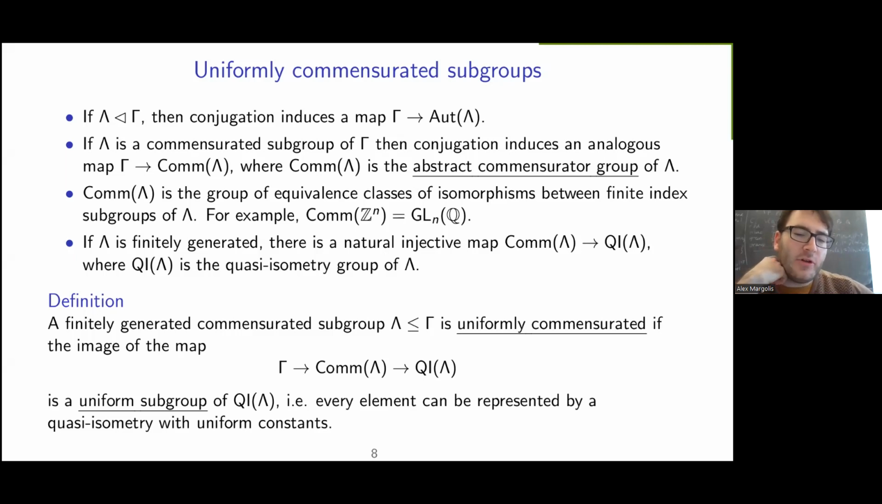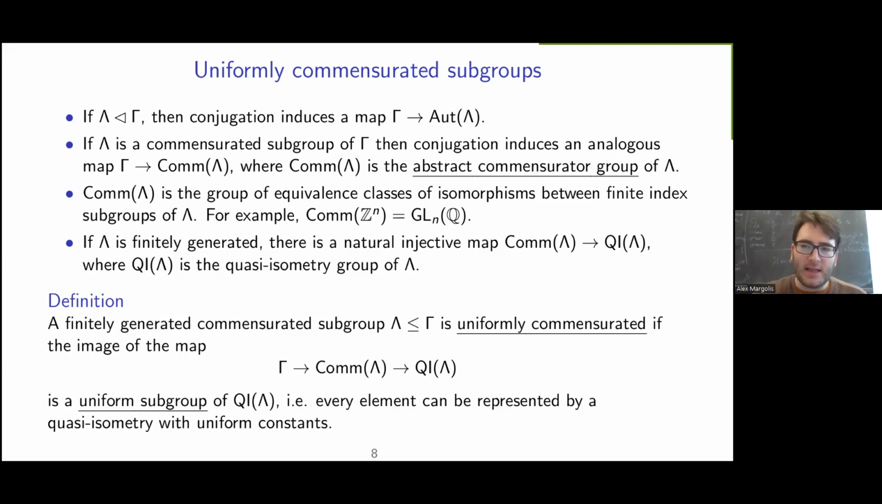So if we have a finitely generated commensurated subgroup lambda of gamma, then we say that it's uniformly commensurated if the image of the composition, so we have a map from gamma to the abstract commensurator of lambda, and then a map from the abstract commensurator to the quasi-isometry group, is what's called a uniform subgroup of the quasi-isometry group. Remember, elements in the quasi-isometry group are equivalence classes of quasi-isometries, and the condition is that every element in the image can be represented by a quasi-isometry with uniform constants, uniform as we pick elements in the image.